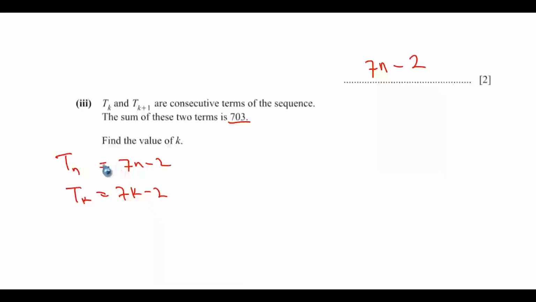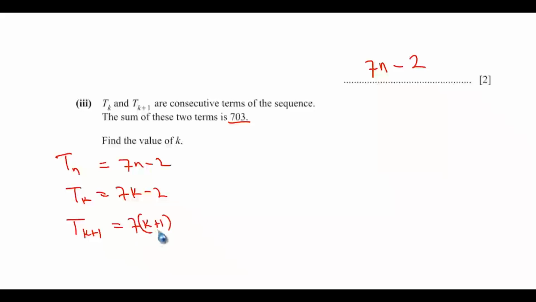Okay, because if I put nth term there, that may be somehow confusing. But I think it's okay now. So this is the first one. The second one, which is the second term, will be t. I want to find the k plus 1 term. So that will be equals to 7k plus 1, like this.